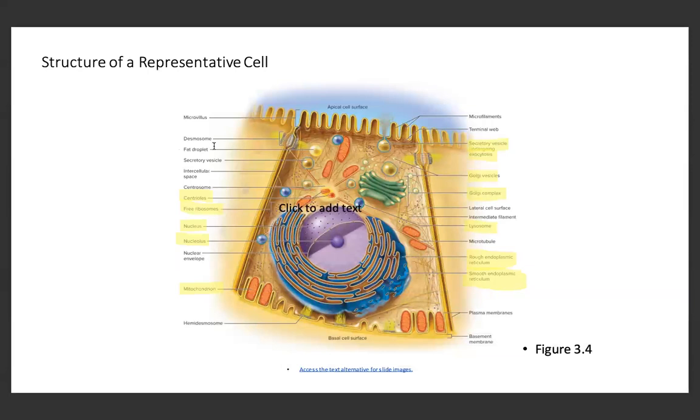Here is a very useful schematic diagram of the cell. Highlighted in yellow are organelles that are really important in the daily functioning of the cell. So first and foremost, at the center is a nucleus. The nucleus is a really important organelle. It is designed to house the genetic material of the cell. This is also known as deoxyribonucleic acid, often abbreviated DNA.